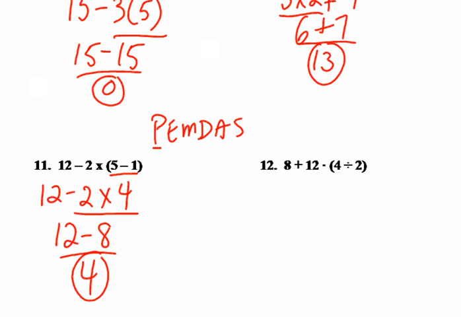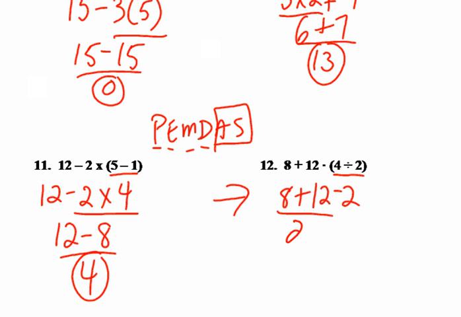In our last example, we have parentheses, so I'm going to do that first. I don't need to bring them down. Next, we don't have any exponents, no multiplying or dividing. We do have addition and subtraction. Do whichever one comes first, left to right. And that would simplify to 18.